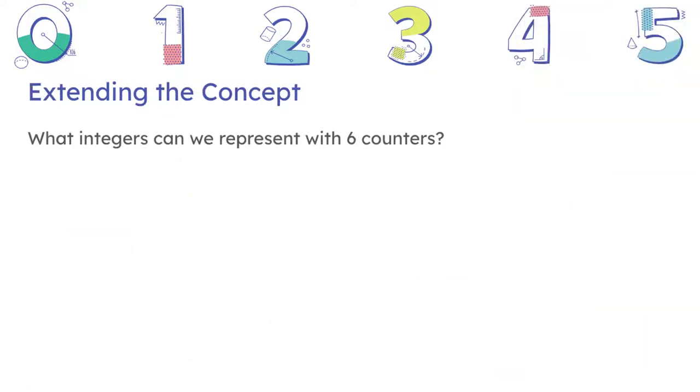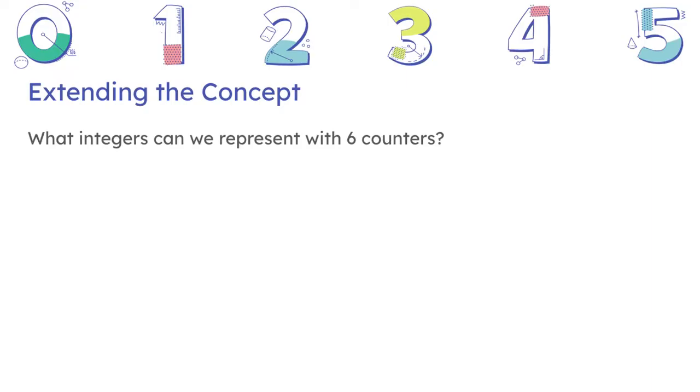Okay, let's build on that new knowledge to extend our thinking about this concept. We can use our new knowledge of zero pairs to create more complex representations of integers. Let's try this challenge. What integers can we represent with 6 counters? Now, in this challenge, we have exactly 6 counters, and we have to use all 6. We can't just throw some of them away. So we have 6 counters. We have to use all 6.